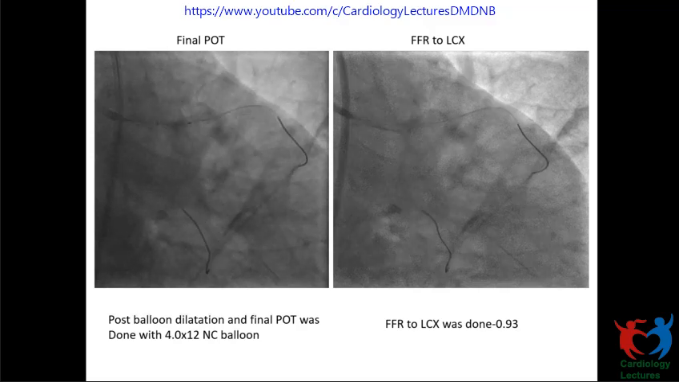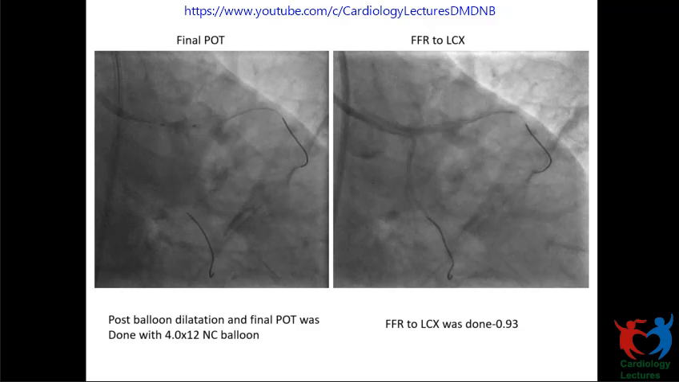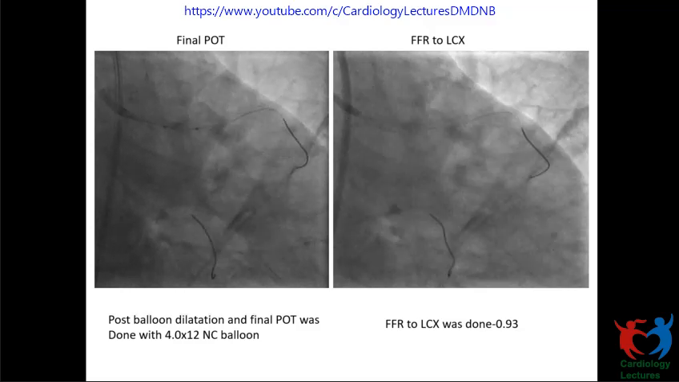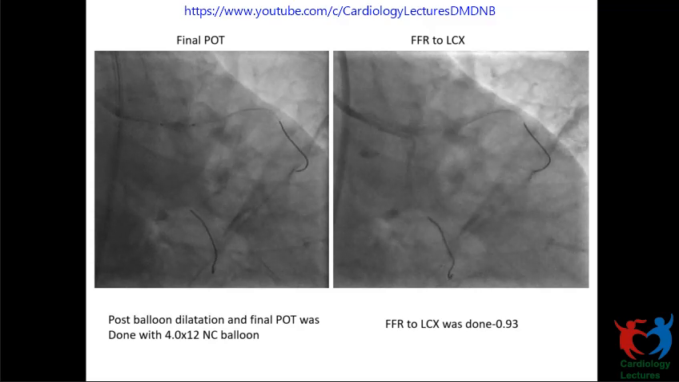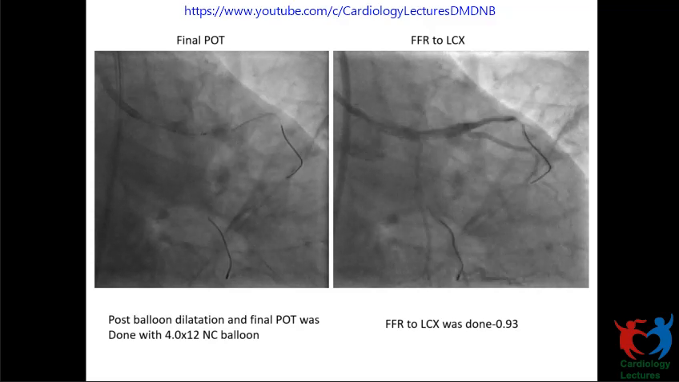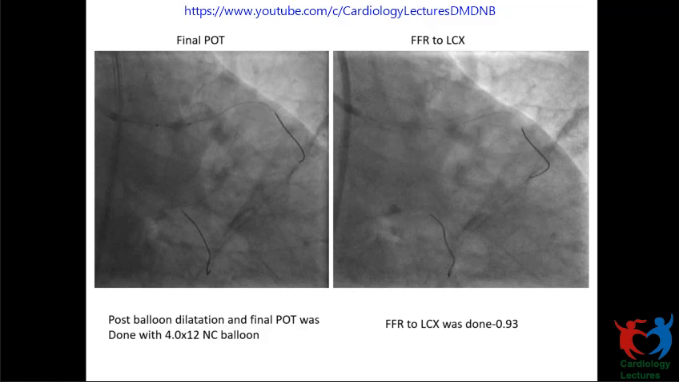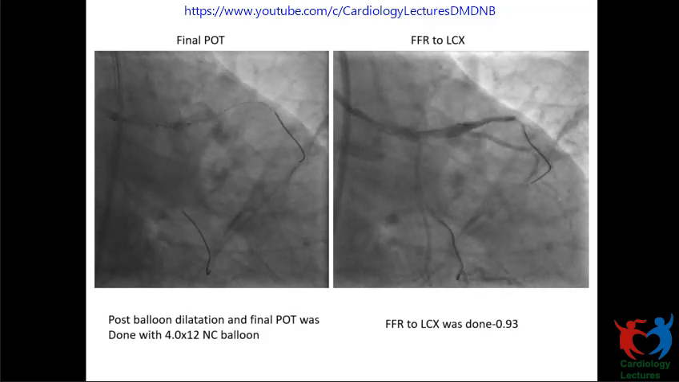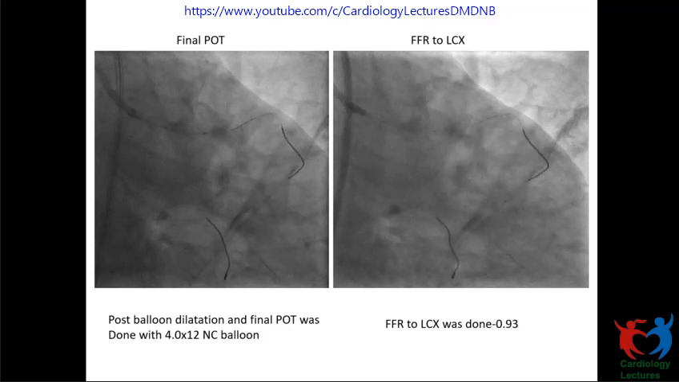Because we were not sure of the LCX. You are doing the kissing balloon of the LCX along with an LAD. The balloon negotiation is proper to the LCX. There is no problem of the going of the balloon. No, 1.5 and 2, both of them went very easily. So then probably the angulation is making the difficulty in going that.